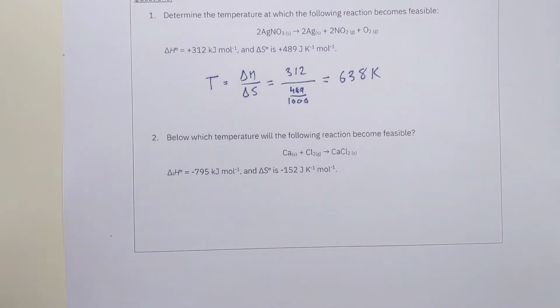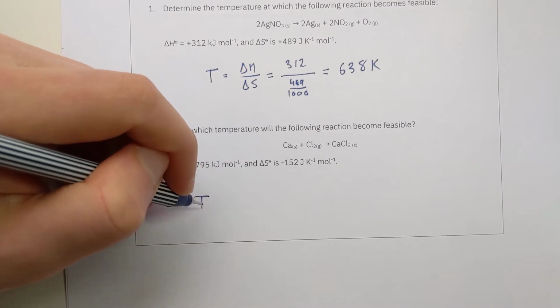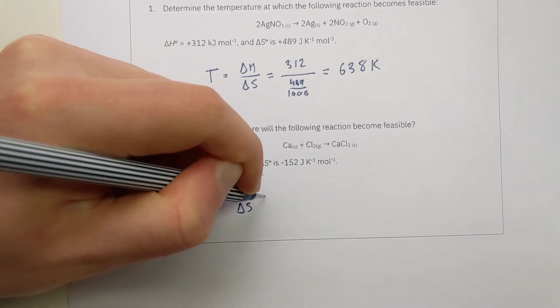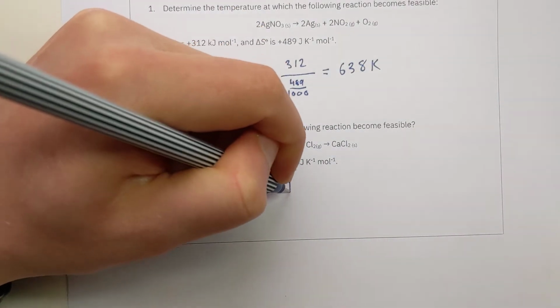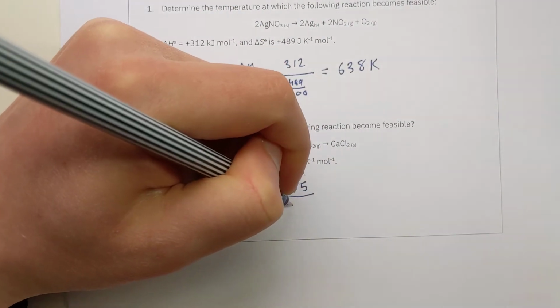Question 2: below which temperature will the following reaction become feasible? Again, we've just got two values, so we just plug them in. T equals delta H divided by delta S. Delta H is minus 795. Delta S is minus 152, and we have to divide by 1000.